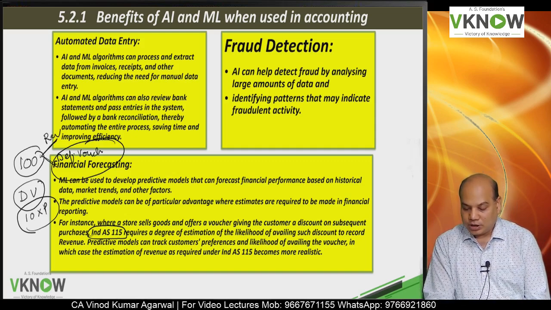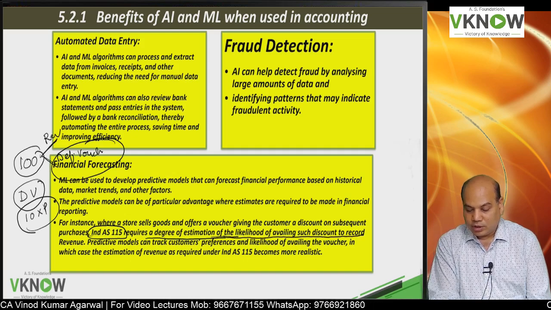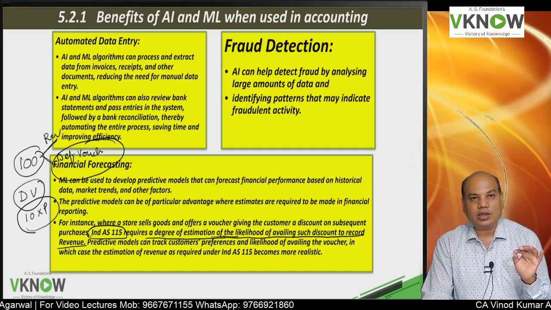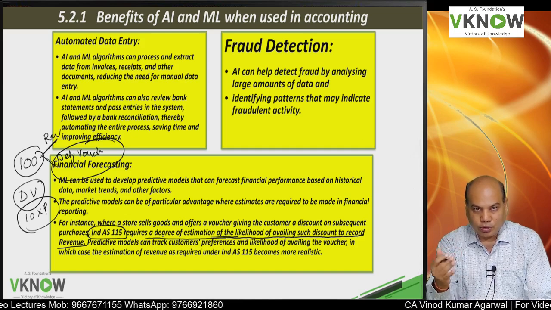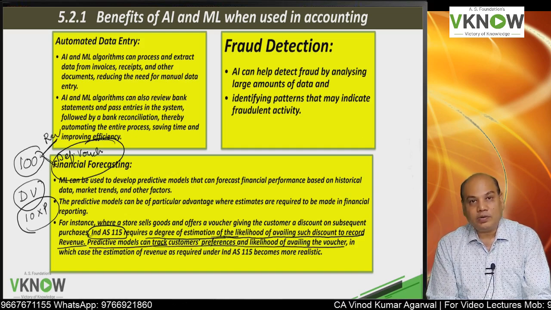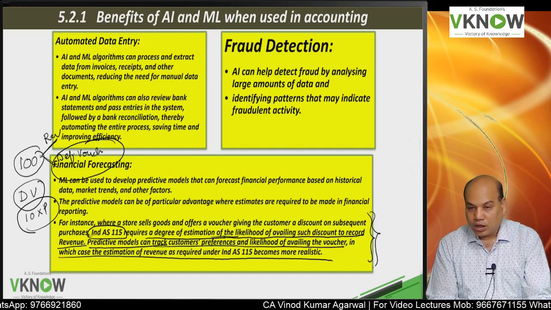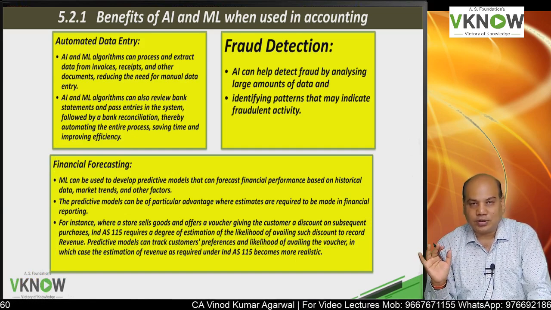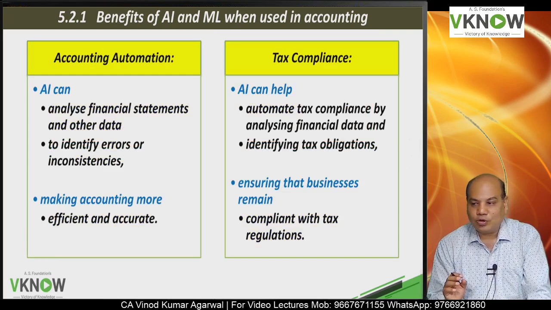Now what will happen with artificial intelligence? It will be able to estimate the likelihood that the customer will avail the discount. So that will help you predict the probability that the customer would avail the discount based on the analysis of past data. And that will help you recognize revenue in a more efficient manner. Predictive models can track customers' preferences and the likelihood of availing the voucher, in which case the estimation of revenue becomes more realistic. That is one simple example of how artificial intelligence will help you have a more realistic revenue recognition. By using customer behavior, they can predict whether he is going to accept the discount voucher or not.